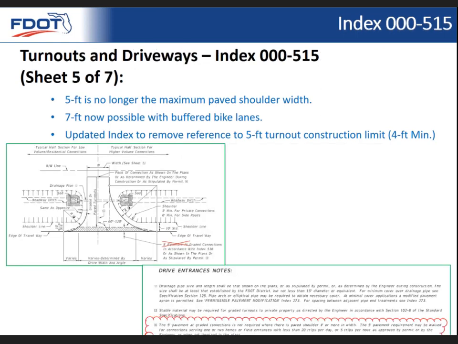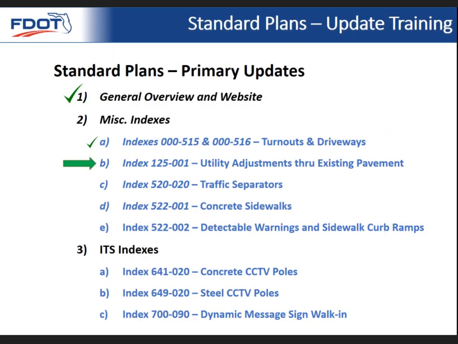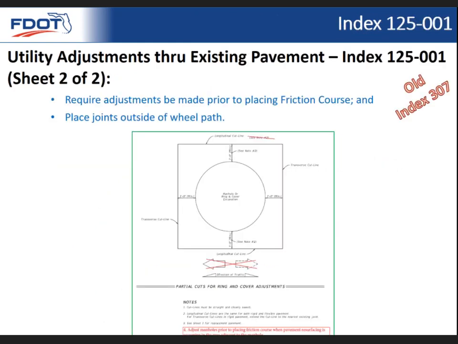So for index 515, basically, there were references there to the other index, and we just got rid of the 5 foot call outs within the index. So nothing major there. For index 125.001, which is the utility adjustments through existing pavement, this is old index 307.